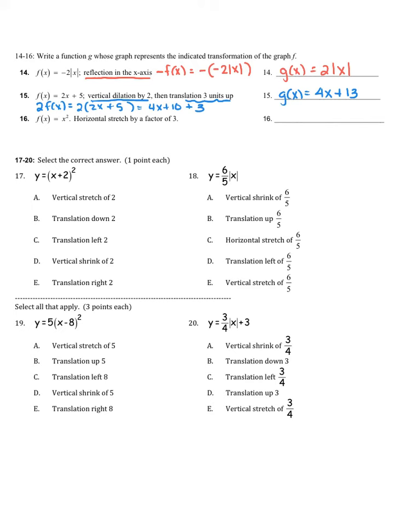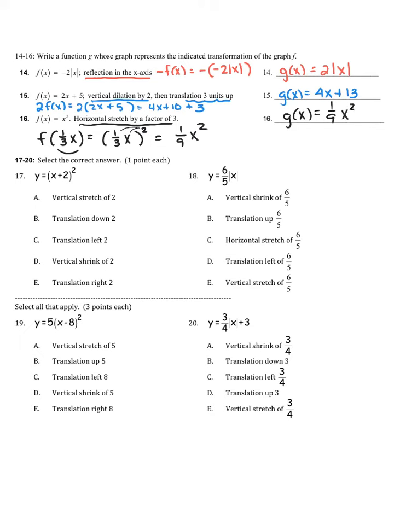Okay, and then the last one, horizontal stretch by a factor of 3. So that's f of 1/3 x. Remember, what you write is the opposite of what it's doing. Now this means I substitute. So wherever I see an x, I substitute 1/3, and I have to simplify that. So both of these get squared. So that's 1/9 x squared. So g of x equals 1/9 x squared.